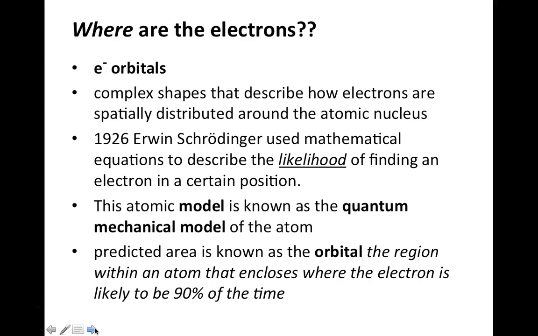The mathematical quantum mechanical models can predict an area known as an orbital where an electron is most likely to be roughly 90% of the time. And in fact, there are areas that surround the atomic nucleus where an electron just will never be located. How does that look?